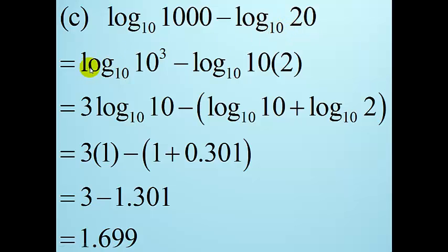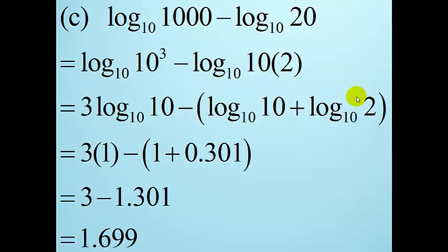Now C, log 1000 to the base 10 minus log 20 to the base 10. This is equal to, 1000 can be expressed as 10 raised to the power 3, and 20 can be expressed as 10 times 2. Now, according to the third law, the exponent 3 can take its position before the logarithm. And so log 10 raised to the power 3 can be expressed as 3 log 10 to the base 10.